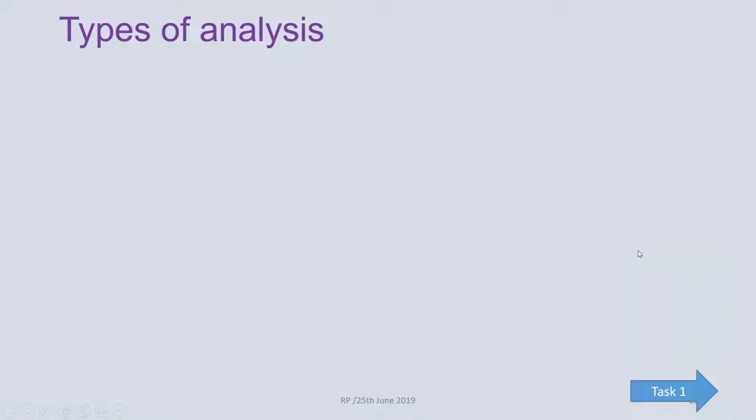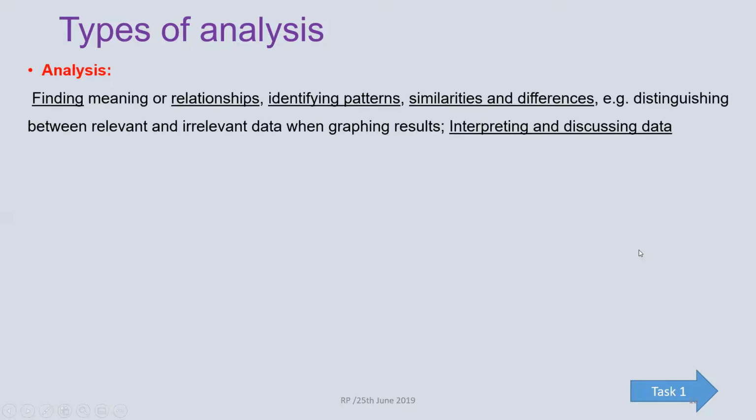So here are the types of analysis in detail. The first one, just the plain analysis, I call it the ordinary analysis. Look at the underlined words here. Finding meanings of relationships, identifying patterns, similarities and differences, right? Distinguishing between relevant and irrelevant data. Some information is necessary, some is not necessary. When you graph results, interpreting and discussing is part of that.